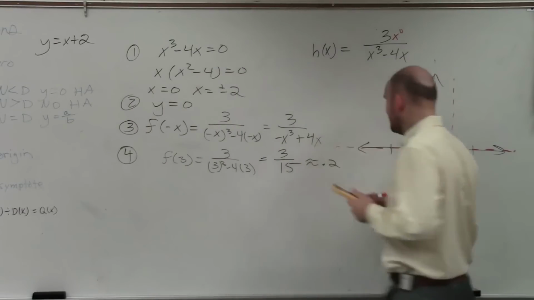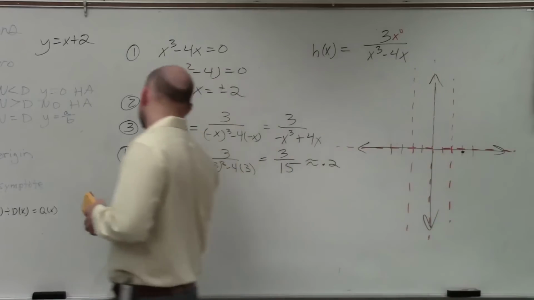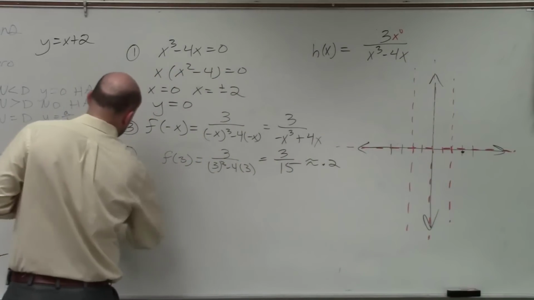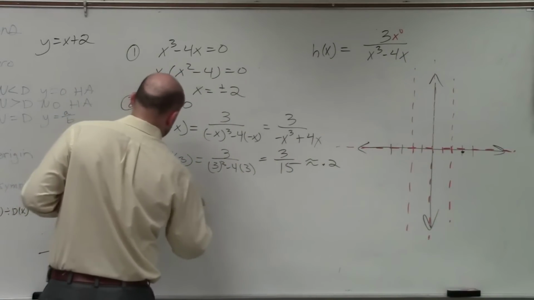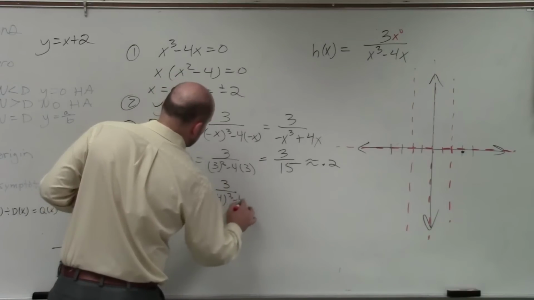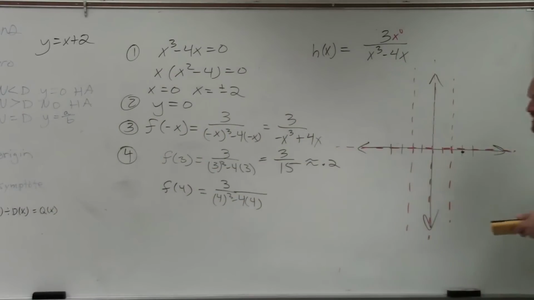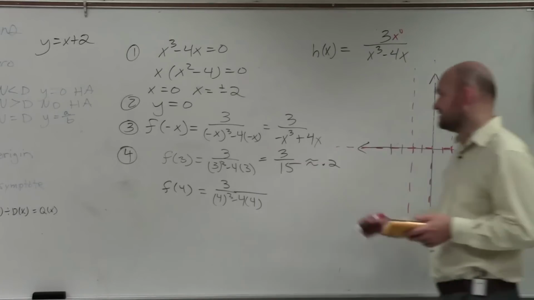OK? Then let's check f of 4 and see what that gives me. If I did f of 4, I'd get 3 over 4 cubed minus 4 times 4. So 4 cubed is 64, right? Minus 16 is going to be 48.